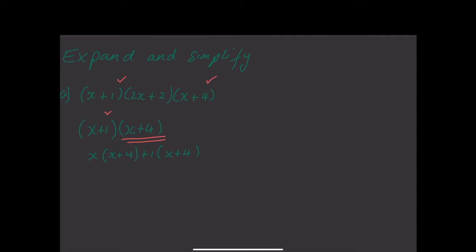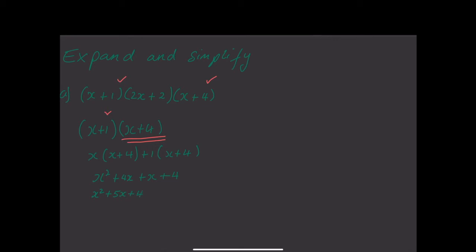by 1. So we have x times x is x squared. x times positive 4 is positive 4x. Then we have plus 1 times x is positive x. Then 1 times positive 4 is positive 4. We're then going to simplify and collect like terms. We notice that when we multiply the two brackets, we get a quadratic. So we end up with x squared plus 5x plus 4.